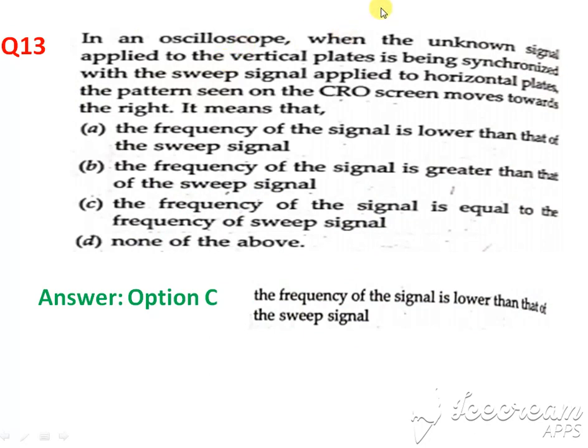In an oscilloscope, when the unknown signal applied to the vertical plate is synchronized with the signal applied to the horizontal plate, the pattern seen on the CRO screen moves towards the right. It means that the frequency of the signal is equal to the frequency of the sweep signal.